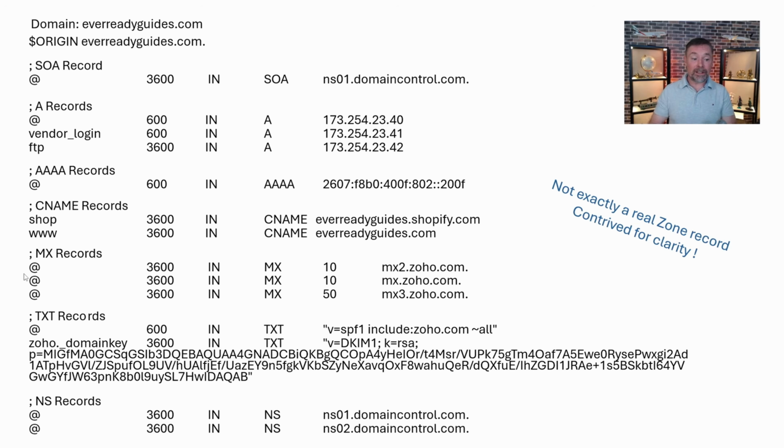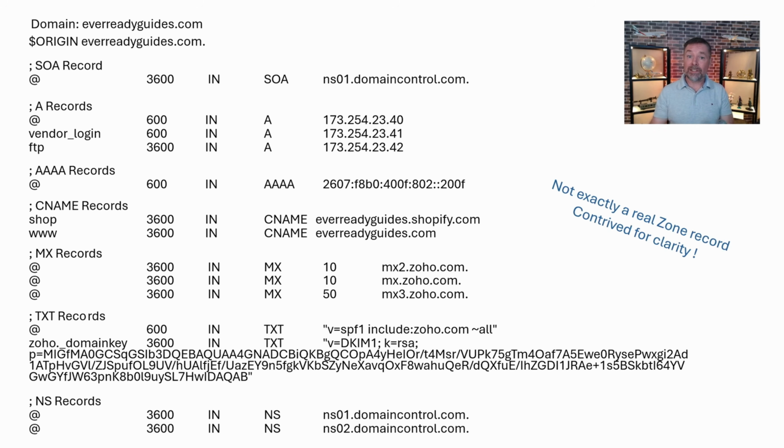Now the other part of this is our TXT records. It holds this information. The first is the SPF, which includes Zoho.com all. The SPF says if somebody's purporting to be everreadyguides.com, it should come from a Zoho.com server. That's where it should come from. If it's coming from Gmail or somebody else, it's spam. Ignore it. And then we have this thing called a DKIM.